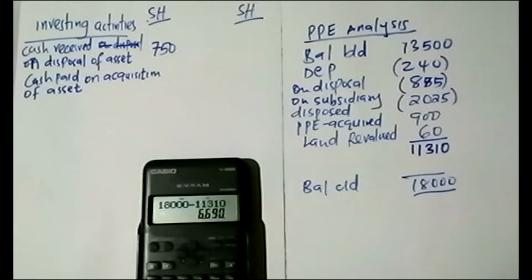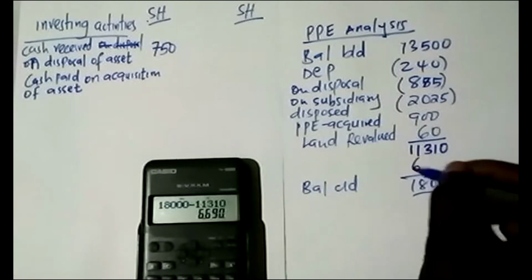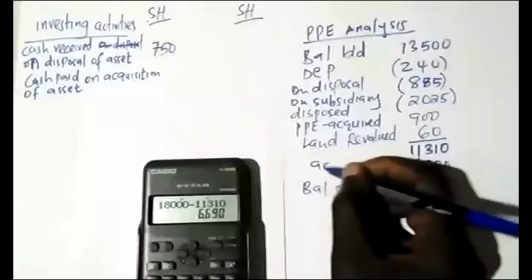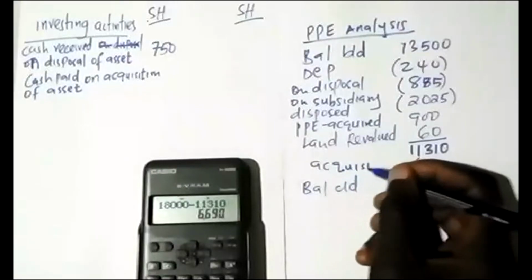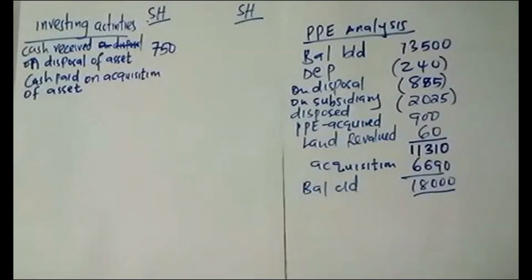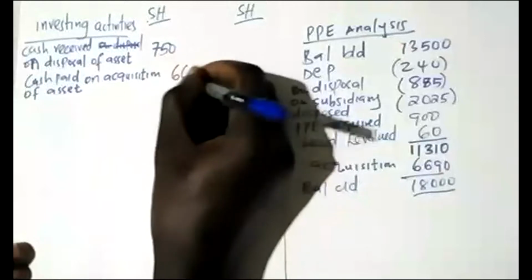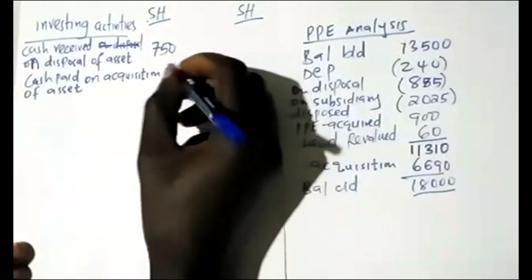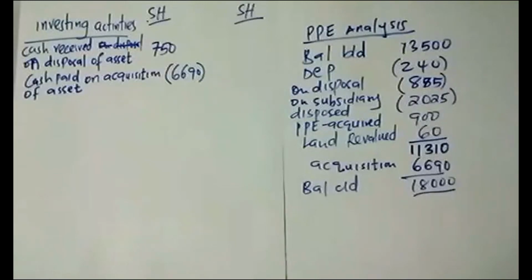But the balance carried down is 18,000, which means that it increased by 6690. After increasing, we can say this was an acquisition. If it had been reduced, we would say there was a disposal. So this implies that they paid cash of 6690 to acquire the asset. Was there another item acquired or disposed? There was no other item.